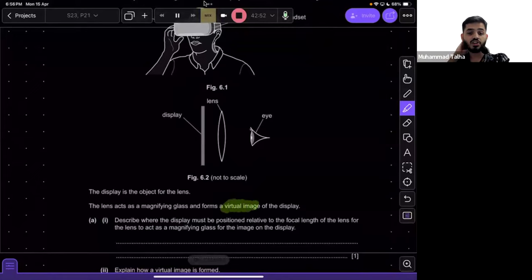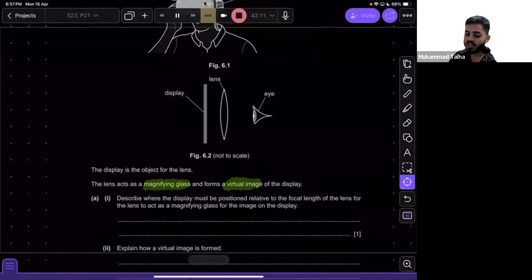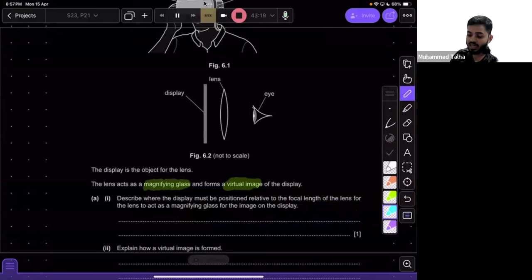So this image is not real. Remember that in all the cases related to lenses we did, there's only one case in which a virtual image is formed. And that is also the case in which it acts as a magnifying glass. This is exactly what is now asked in A1. Describe where the display must be positioned relative to the focal length of the lens for the lens to act as a magnifying glass.